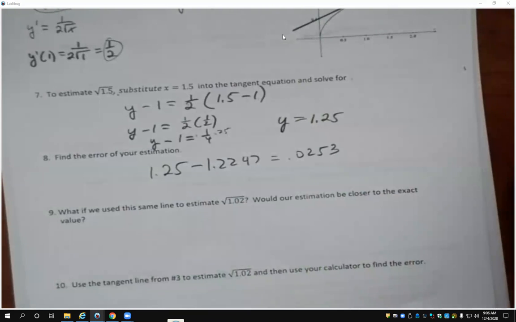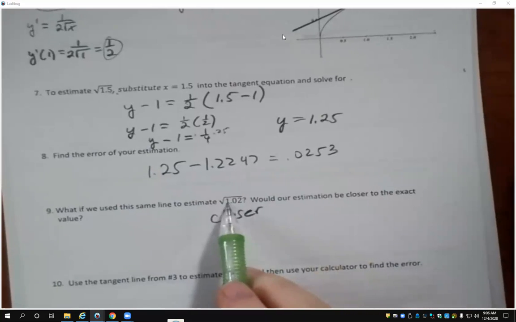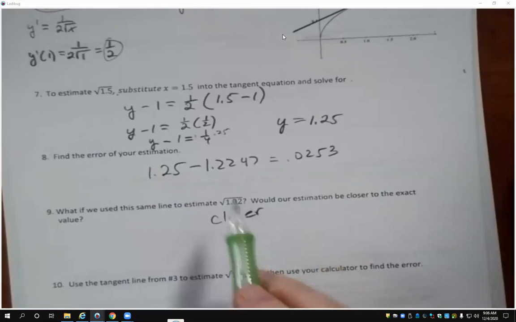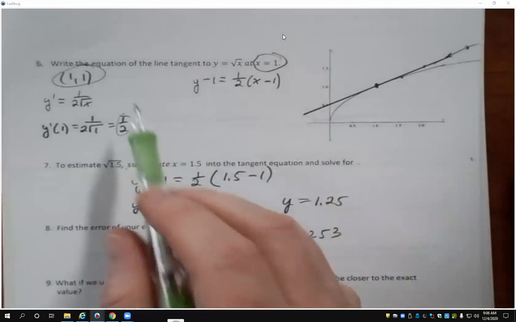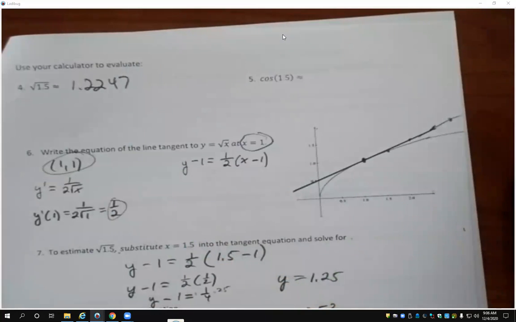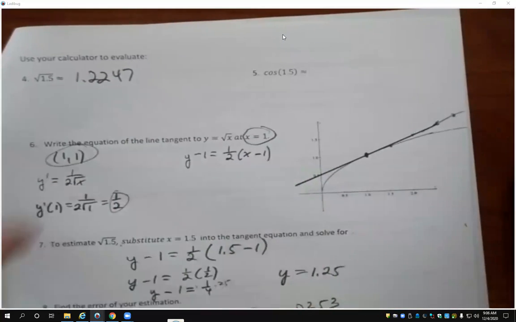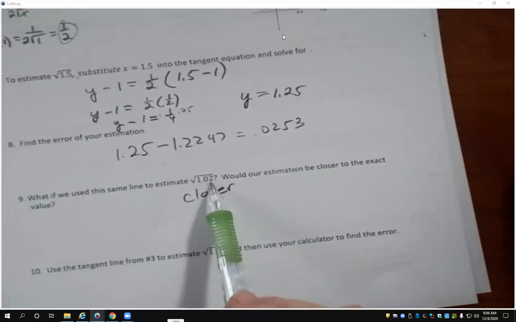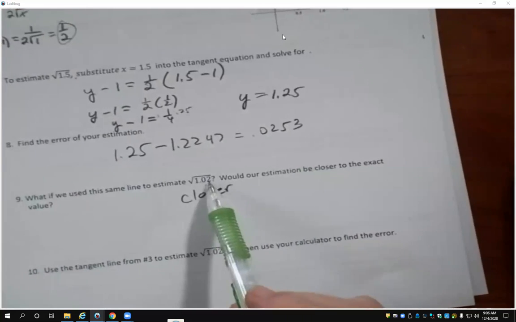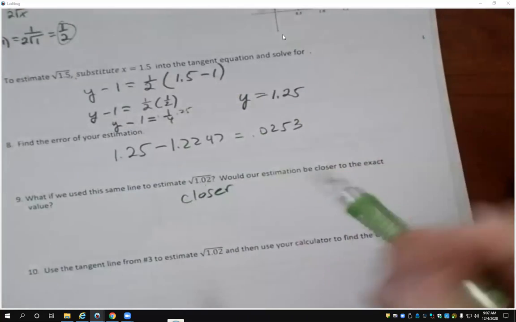All right, it's going to be closer. That is correct. And here's why. Because 1.02 is closer to 1 than 1.5 is to 1. Does that make sense? 1.02 is closer to 1 than 1.5. So this is going to be closer. Okay. If I said estimate the square root of 2, it would have been further away because 2 is further away from 1 than 1.5 is.